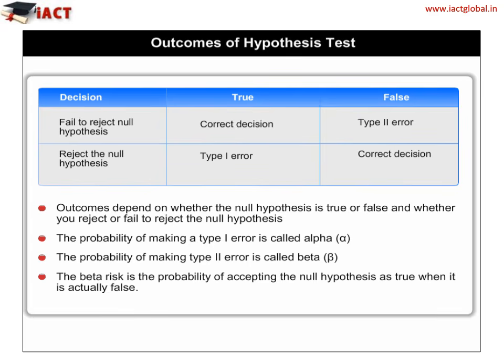A hypothesis test can have 4 possible outcomes. These outcomes are whether the null hypothesis is true or false, and whether the team rejects or fails to reject the null hypothesis. In case the null hypothesis is true and the team rejects it, the team can be said to make a type 1 error. The probability of making a type 1 error is called alpha and is sometimes referred to as the level of significance. In case the null hypothesis is false and the team fails to reject it, it makes a type 2 error. The probability of making a type 2 error is called beta.